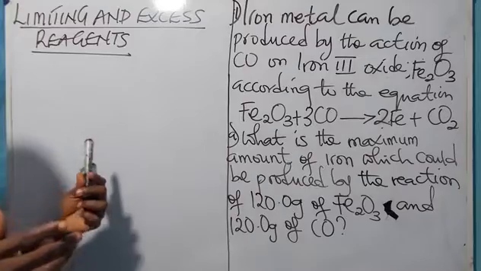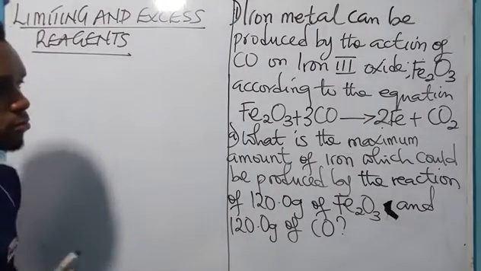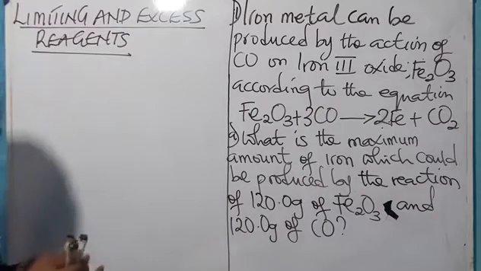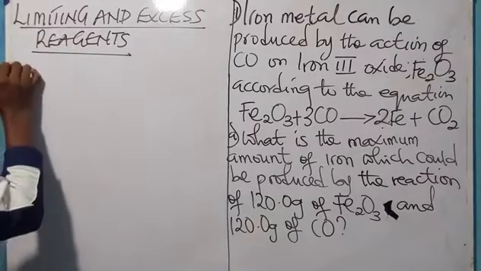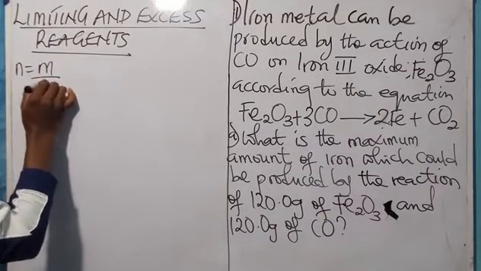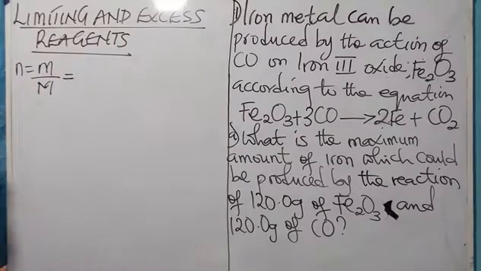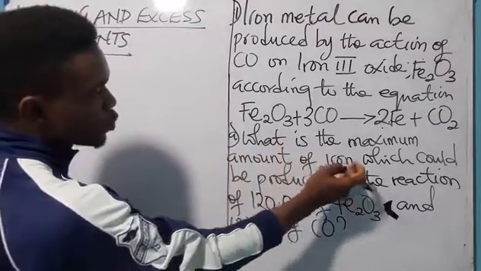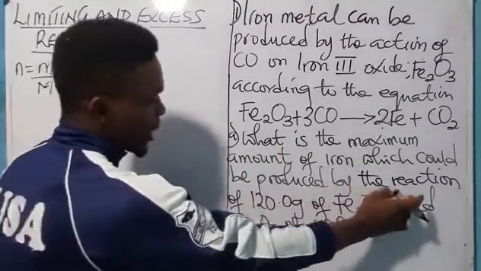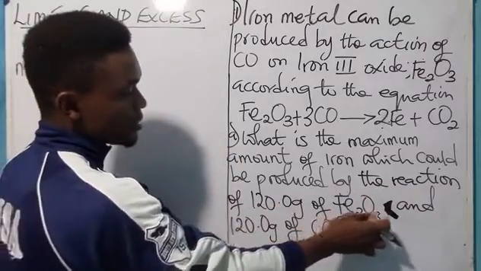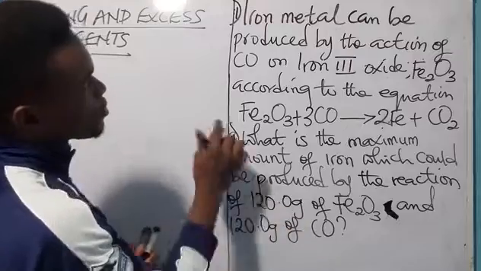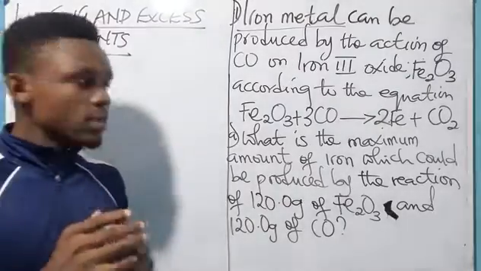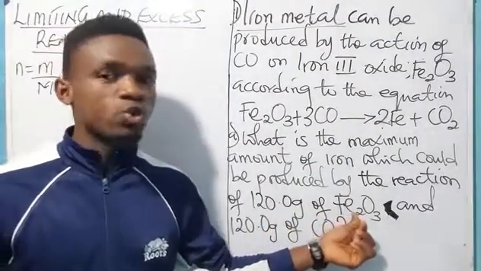Since we've practiced some methods of answering questions on stoichiometry, we established that number of moles is equal to what? Mass over molar mass. All right, mass over molar mass. What is the maximum amount of iron which could be produced by the reaction of 120 gram of this and this? All right, so they said iron metal. Look at the first word here. Now we are given the mass of the first entity, which is this, to be 120.